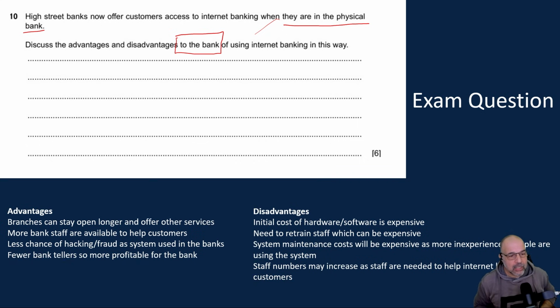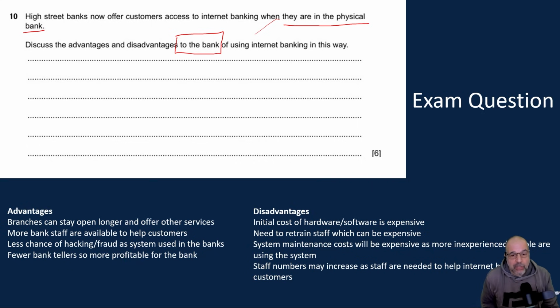There's less chance of hacking and fraud as the system is used in the banks. Since you're using the bank's systems and the bank's internet connection, you're going to be behind the bank's firewalls and internet protection services, with a very strong IT department making sure that their network is secure and their internet banking is also secure. It's going to be way more secure. Fewer bank tellers, so more profitable for the bank. We said that already, because you're going to have a lot more people being served through the internet banking service. You need fewer tellers, so it's more profitable.